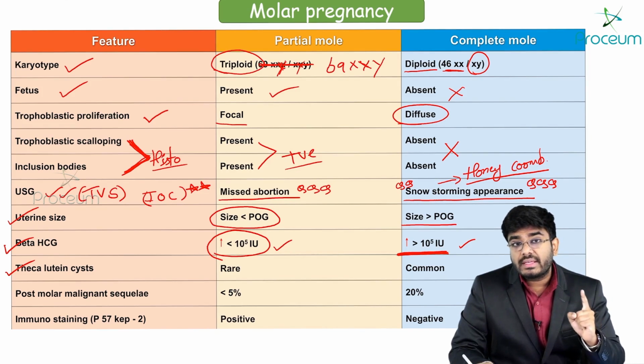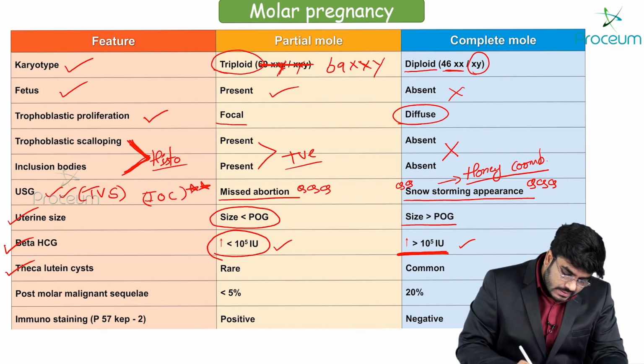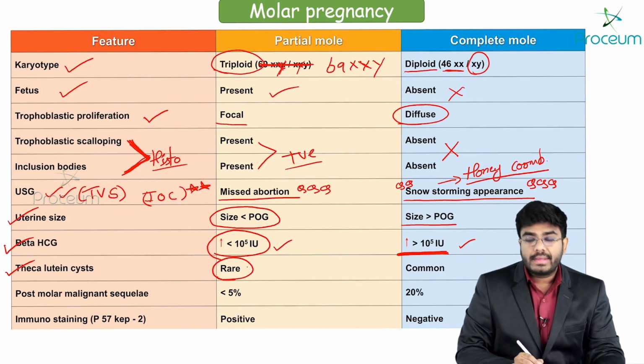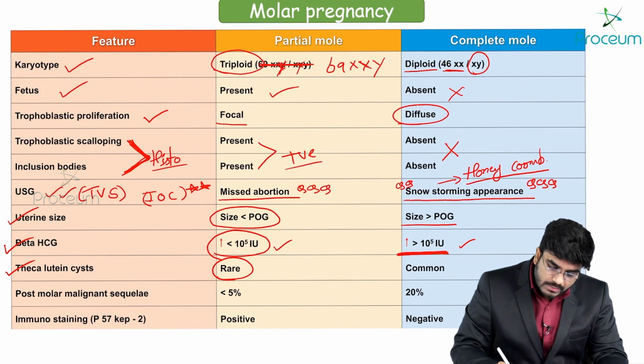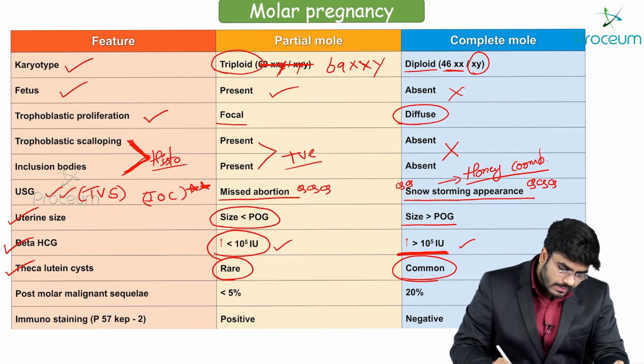Now, let's see the theca lutein cyst. We have seen that because of the increased beta HCG, theca lutein cysts can happen. These theca lutein cysts are rare with the partial mole. Theca lutein cysts are usually seen with the complete mole. They are very common with the complete mole.